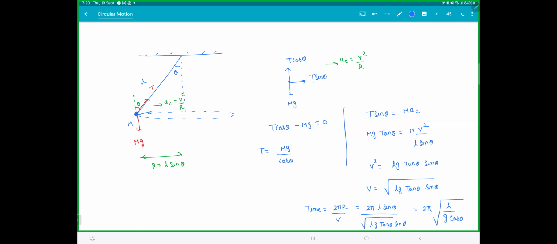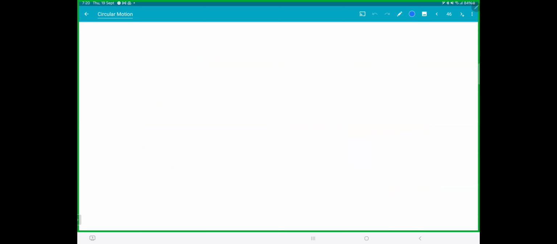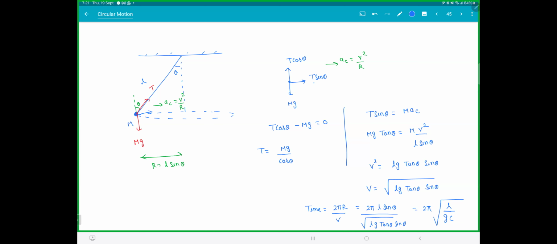Yeah, next one. Any doubt so far? Cos theta will come down or up? It will come up.